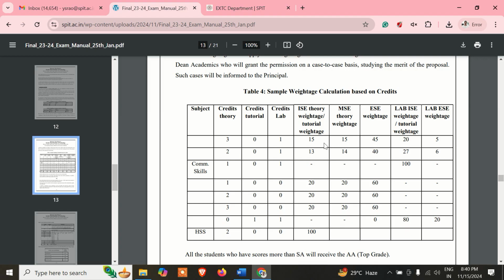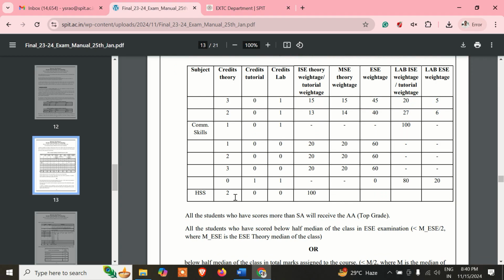So in short, 75% is contributed by theory and 25% by the lab, which becomes 100% for a regular course where the number of credits for theory is 3 and the number of credits for laboratory is 1. However, it's not the same if theory is 2 credits or 1 credit and so on, or if there are no laboratory credits. Then how do they contribute to my 100%?